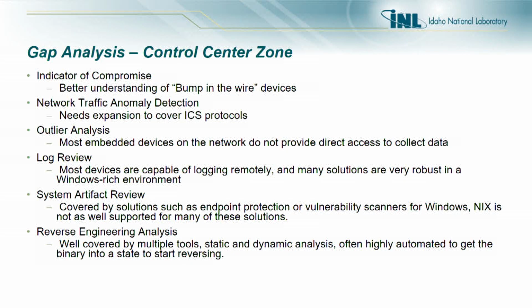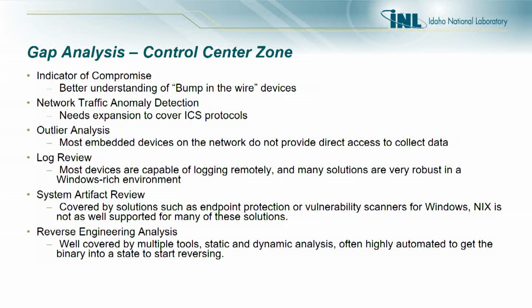So in the control center zone, in the indicators of compromise, we need a better understanding of bump in the wire devices or black boxes on the network. So you need to be able to tell when your Ethernet to serial converter is having a firmware update. You need to be able to tell when your VPN black box is reconfigured. And these are things that you might be constrained on your configuration because the vendor doesn't necessarily give you administrative privileges to everything in the box.